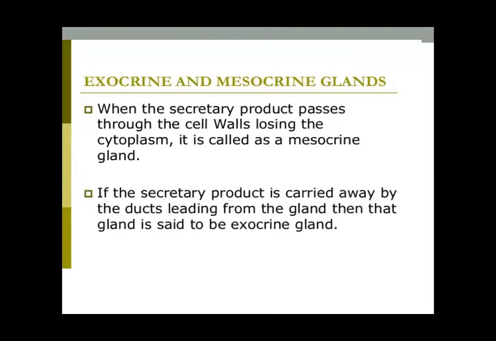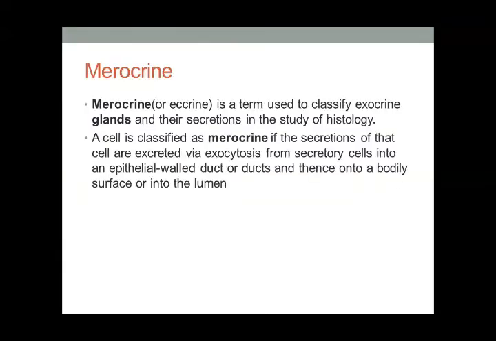Exocrine and mesocrine glands: when the secretory product passes through the cell wall, losing some of the cytoplasm, it is called a mesocrine gland. If the secretory product is carried away by ducts leading from the gland, then that gland is said to be an exocrine gland. Exocrine is a term used to classify glands and their secretions in the study of histology. A cell is classified as such if its secretions are excreted with exocytosis from secretory cells into an epithelial wall duct, and then onto a bodily surface or into the lumen.